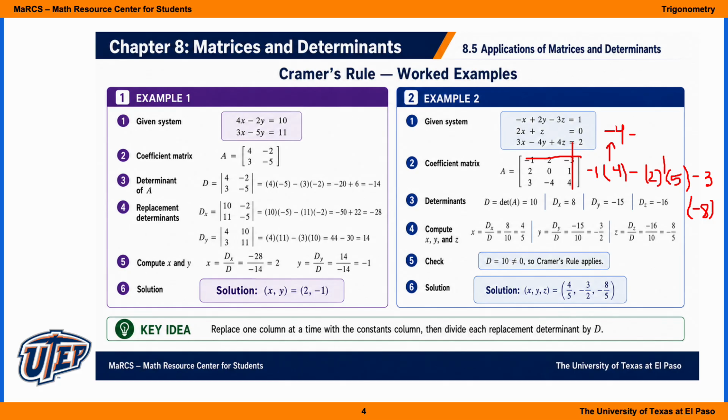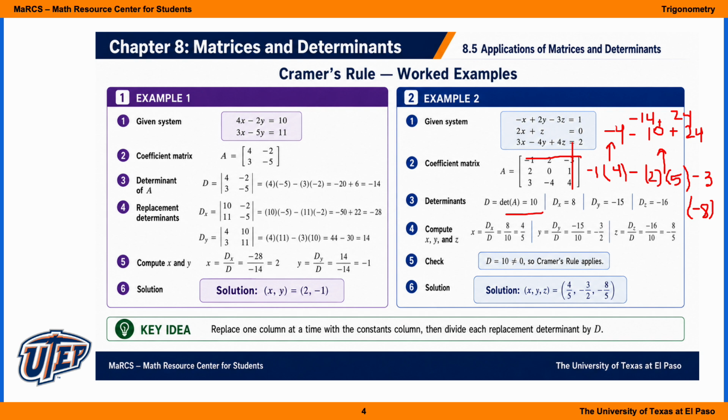minus, right here, we'll have minus 10. And then negative 3 times negative 8 is positive 24. So negative 4 minus 10 is negative 14 plus 24. And that gives us a determinant of 10 right here. So since it is not equal to 0, we can use Cramer's rule.